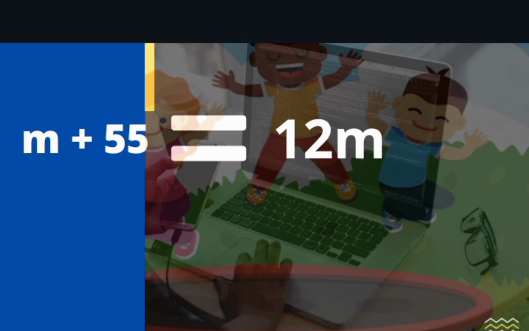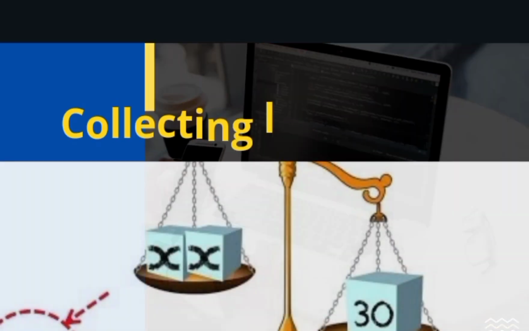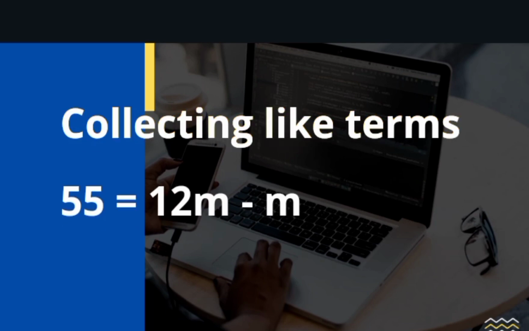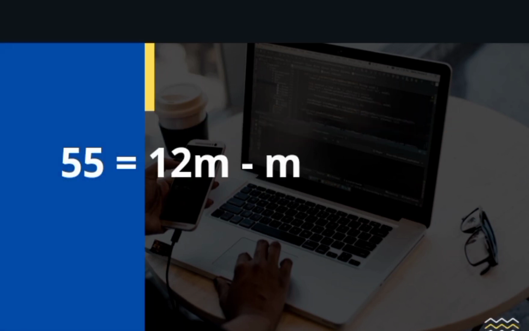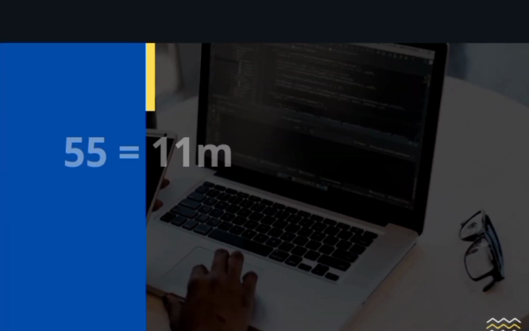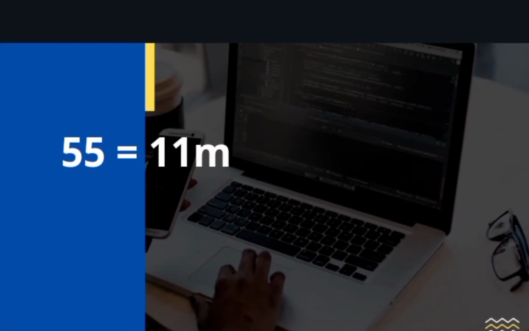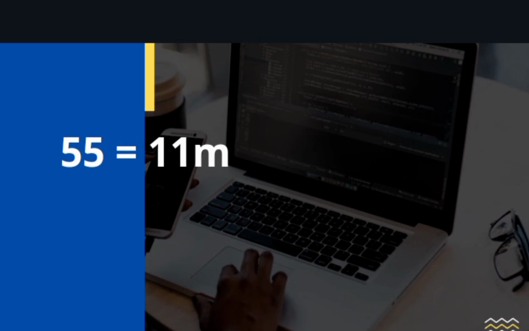So I believe my brilliant math students like yourself would know that the next step here would be to collect like terms. So collecting like terms, m on the left hand side crosses to the right hand side and becomes minus m. So we have 55 being equal to 12m minus m. So 12m minus m will give us 11m. So 55 is equal to 11m.